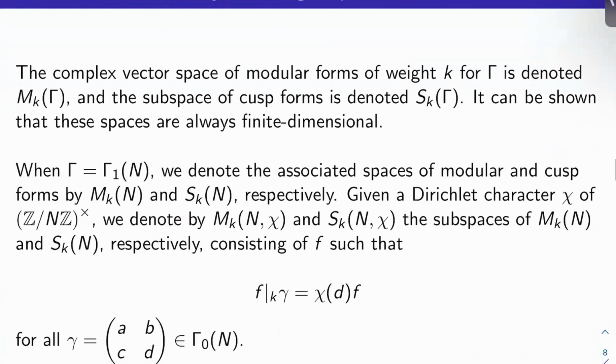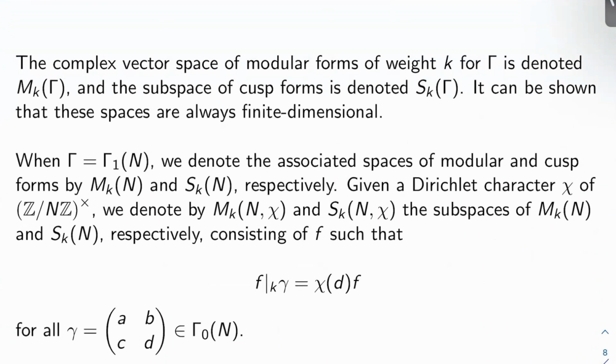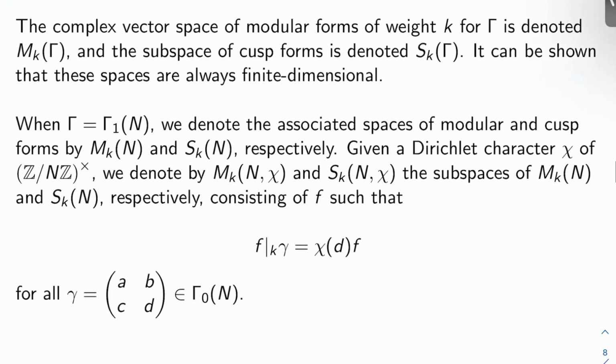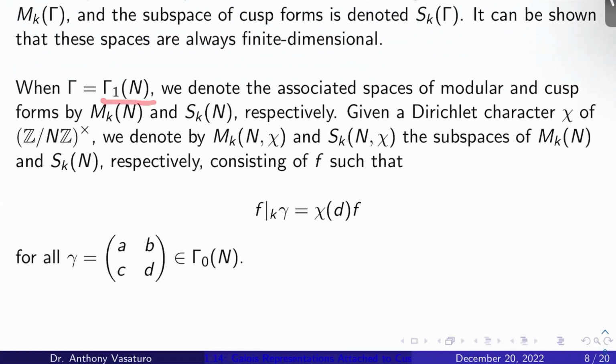Okay, so notation: the complex vector space of modular forms of weight k for a given gamma is denoted M_k(gamma), and the subspace of cusp forms is denoted S_k(gamma). You can show that these spaces are always finite dimensional. This is done in Diamond and Shurman, for example. When gamma is gamma_1(N), we have a shorthand for M_k(gamma) and S_k(gamma). We don't write M_k(gamma_1(N)) and S_k(gamma_1(N)), we just write M_k(N) and S_k(N) respectively.